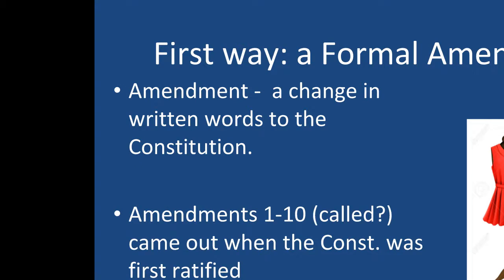Amendments 11 through 27 have been added throughout the course of current events and historical events, and they're based on what's happening at the time. So we'll talk about the rest of the amendments next week, but just know that there have been other amendments that have been added after the first 10 because of things that have been happening over time.